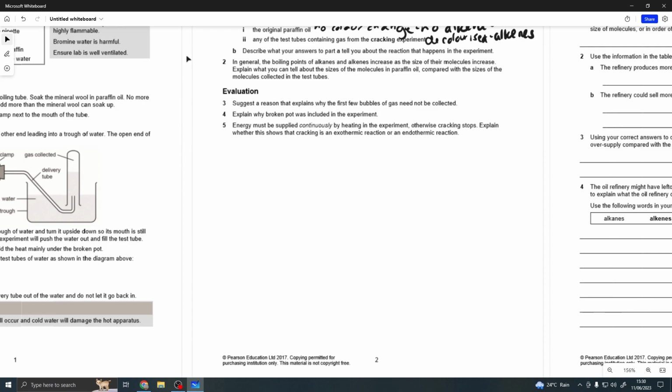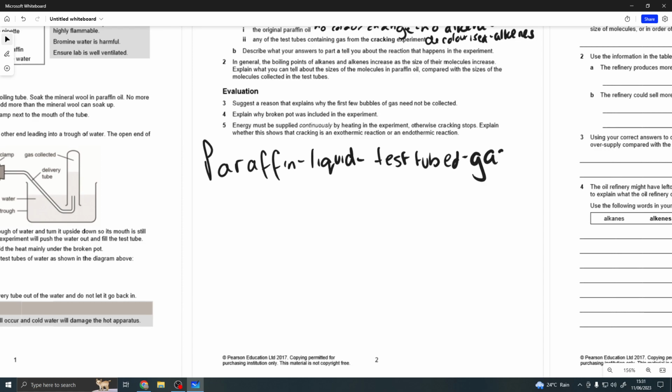increases. What does that tell you? Increase. So the size of the molecules in paraffin, and the size of the molecules collected in the test tubes. So we need to think about the fact that paraffin is a liquid at room temperature, and the test tubes contained gases. They did. Therefore, the paraffin are the larger ones.